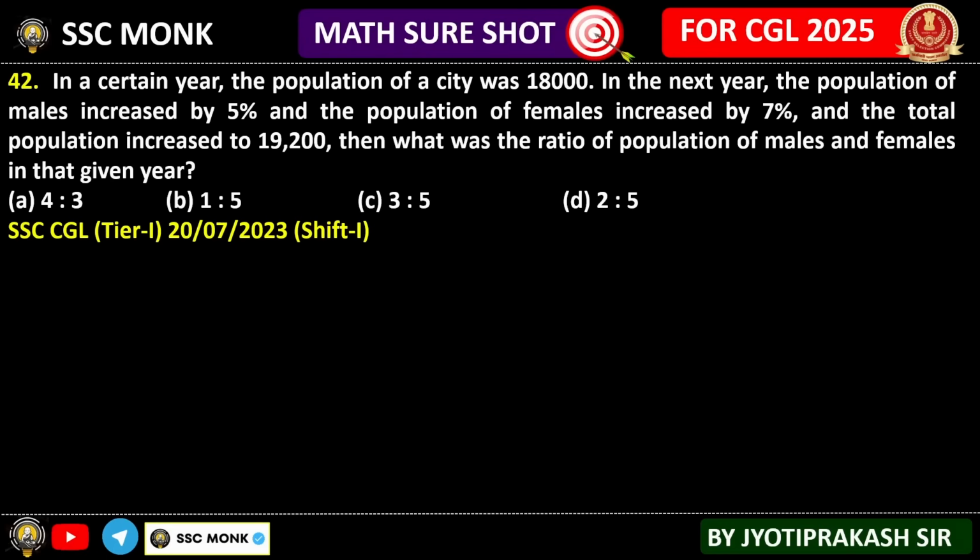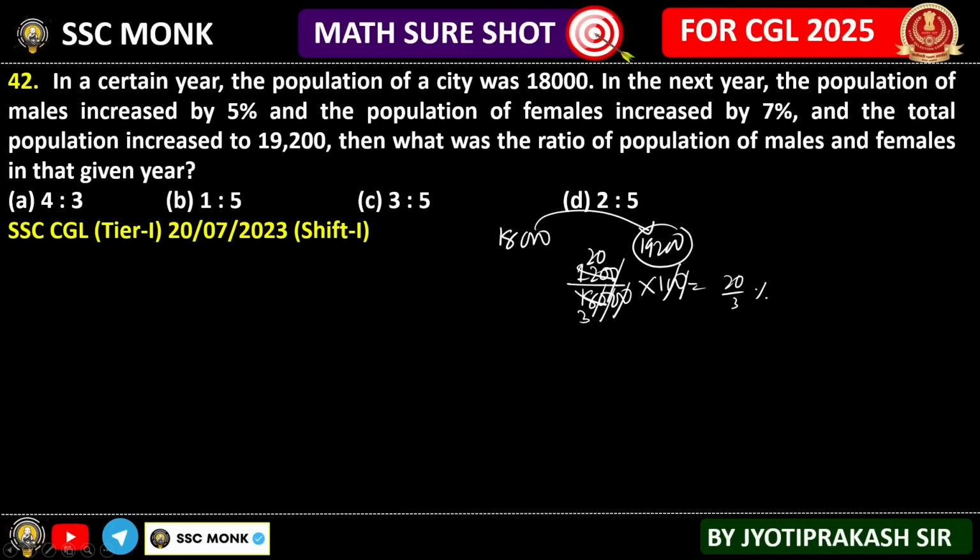Next. In a certain year, the population of a city was 18,000. In the next year, the male population increased by 5% and the female population increased by 7%. The total population increased to 19,200. So what happened? Previously it was 18,000. It became 19,200. Total increment was 1200 upon 18,000. That's all. So total increase percentage, 0 0 gone. 6 3s are 18, 6 2s are 12. That is 20 by 3% increment.